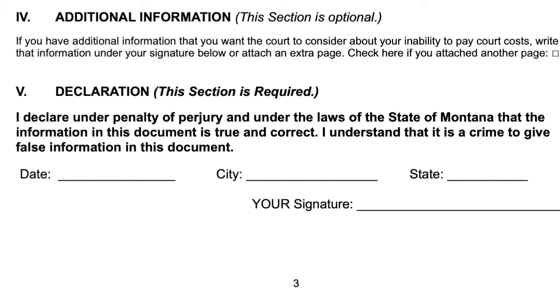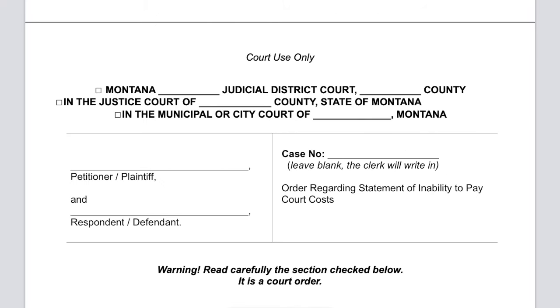Next, sign to declare that the information you've provided in this fee waiver is true and correct. Your signature does not need to be notarized, but please be sure to write in the date, city, and state before you sign. You do not need to complete page 4, but you will need to fill out the caption before turning it in along with the rest of your fee waiver request form to the appropriate court.